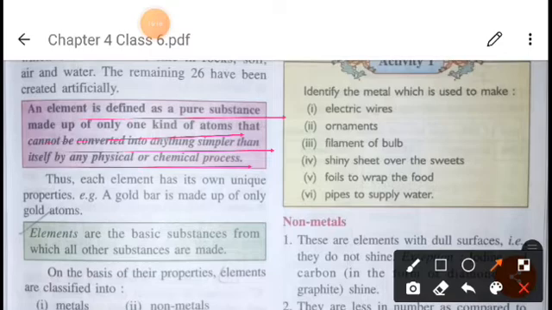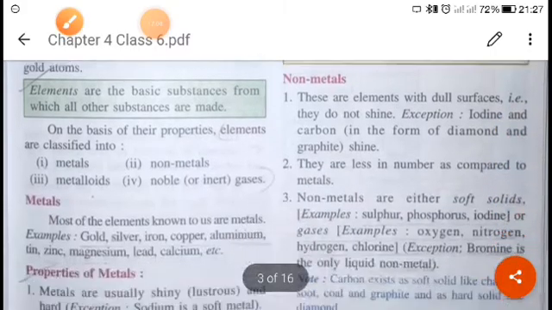Now next, on the basis of their properties, elements are classified into metals, non-metals, and metalloids. So we will see one by one what a metal is. Metal is what?